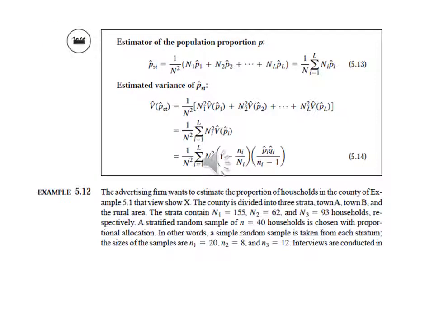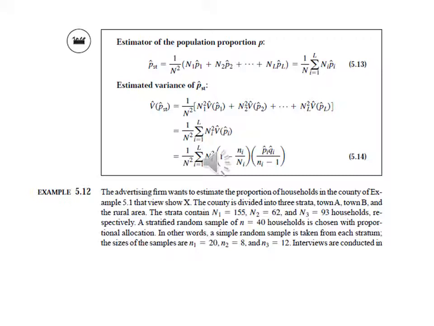Now this is the box about the main important equation to estimate the population proportion p. p hat stratum, not p hat as in simple random sample, p hat stratum because it is related to stratified random sample, equals 1 over the grand capital N multiplied by the summation of N sub i multiplied by p hat sub i. This is equation 5.13 in stratified random sample.